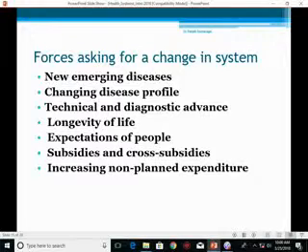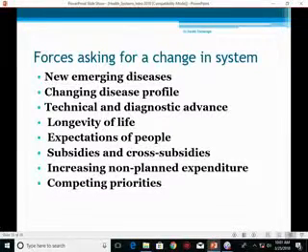Increasing non-planned expenditure. Every year the health budget is going up. This year it's about 280 billion. Last year it was about 200 billion. The year before it was 189 billion. So every year the health budget is going up, increasing because there are some expenditures which are non-planned. Disasters coming in, and we had to respond to those. We need more funds and so forth.